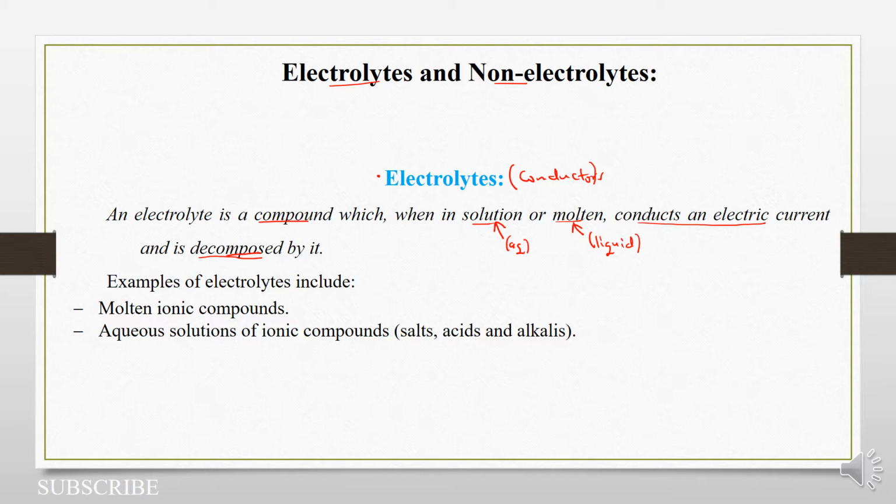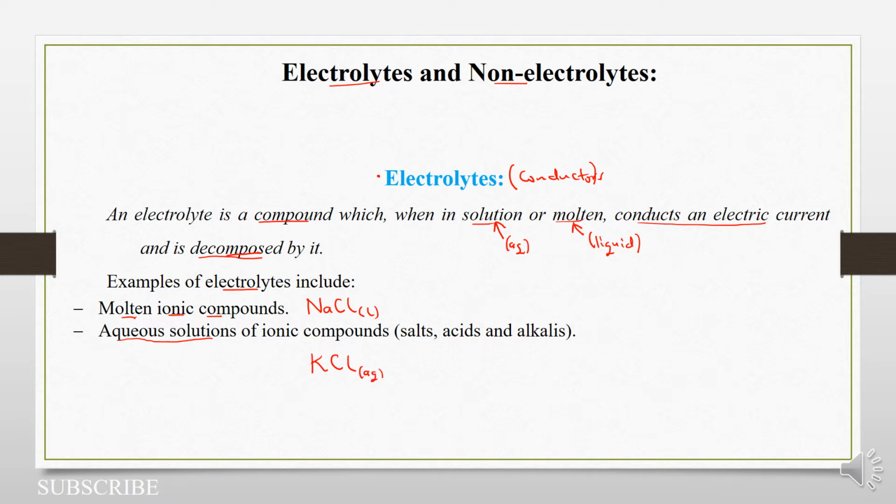Some examples of electrolytes can include molten ionic compounds. I'll stick to our simple version of ionic compounds, and that is sodium chloride. Molten sodium chloride will be sodium chloride in liquid form. This is an electrolyte, and it can conduct electricity and be broken by it. Then we can have aqueous solutions of ionic compounds. In this case, let's go for potassium chloride. We shall try to keep it simple, but in this case aqueous, meaning there is some water present.